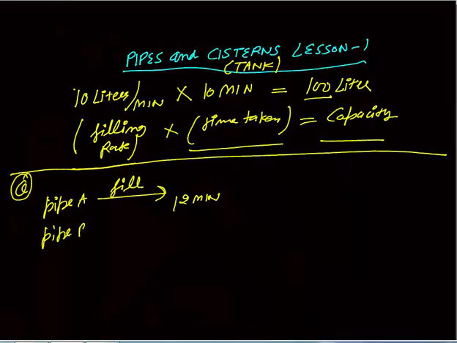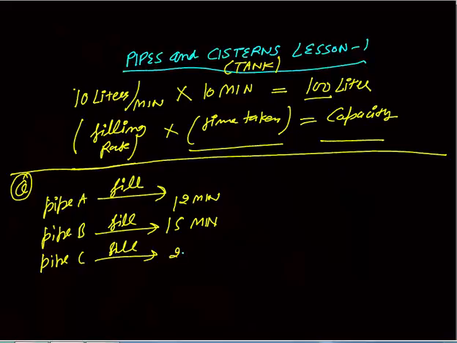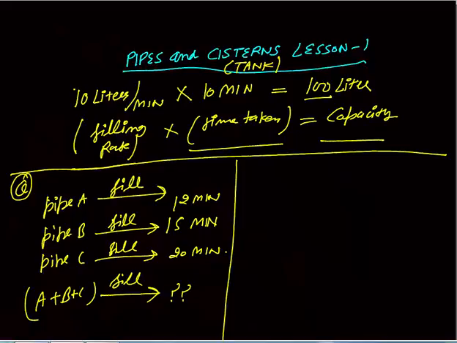Pipe B can fill the same tank in 15 minutes, and pipe C can fill the same tank in 20 minutes. The question says that A plus B plus C, all three pipes opened simultaneously, will fill the tank in how many minutes? First, in this, the time taken is given.